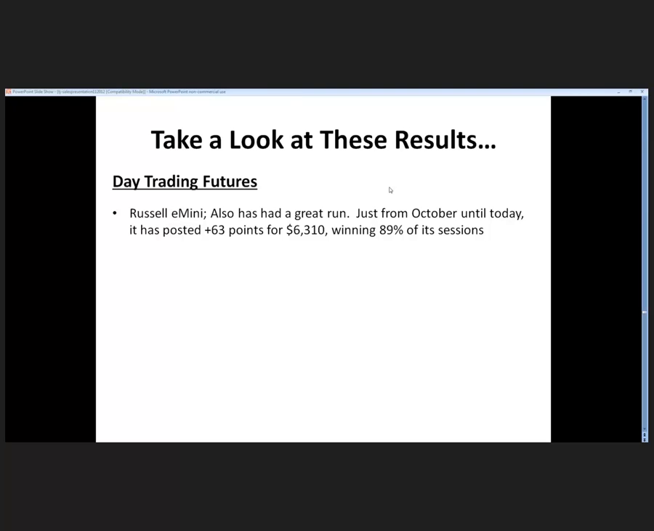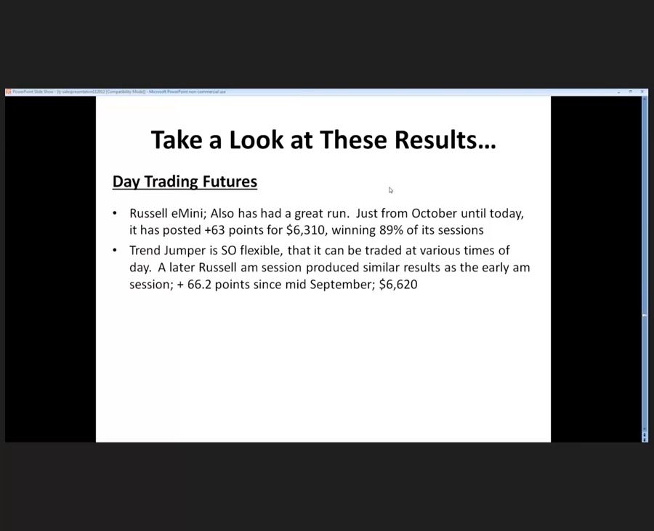Let's talk about the Russell E-mini. Also had an amazing run. Just from October until today, it's posted 63 points, which if you're familiar, that's $100 per point. It's, in this case, 630 ticks. So it's $6,310. And unlike the crude oil, oh no, it had a couple losing sessions, but almost 90% of the sessions have been profitable. So again, every time you start to trade this market with the trend jumper, you have an 89% chance of this day working out. I'll take those odds anytime.